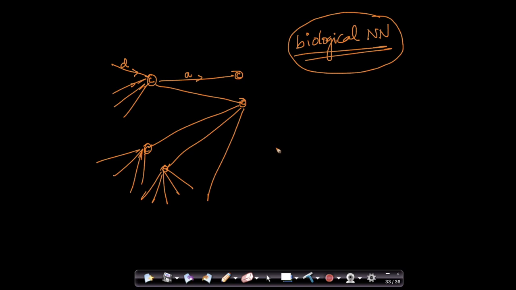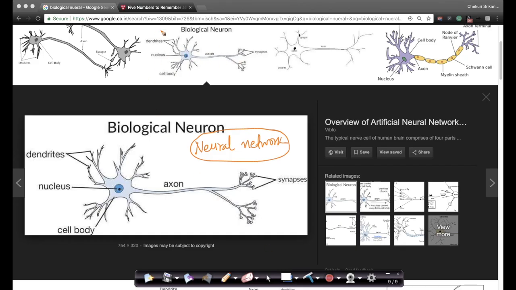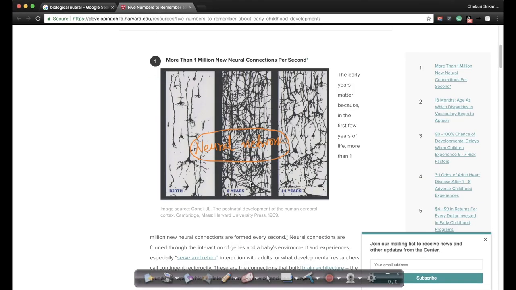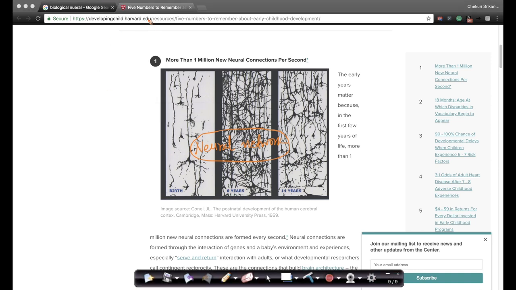Okay, let's understand this. So when you're born, you have a bunch of neurons, right? Let me show you a nice example here. This is an example from Harvard's research on how child development happens. This is actually a neural scan. They've taken a small slice of a brain and visualized each individual neuron under a microscope. And this research is very old. It was done in 1959, so it is nothing new.